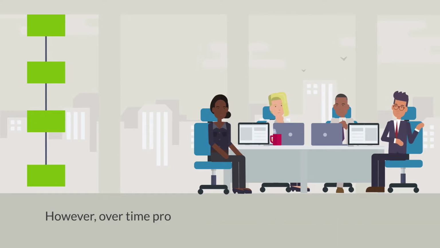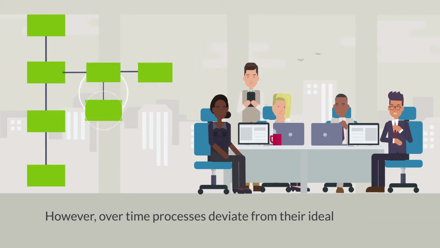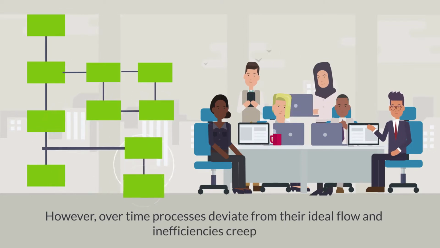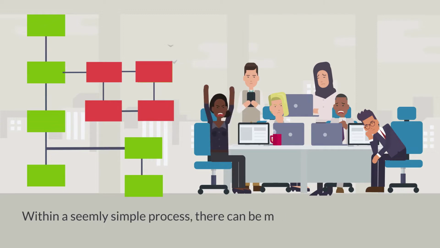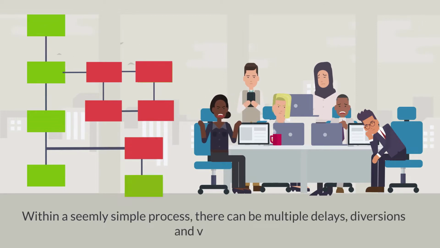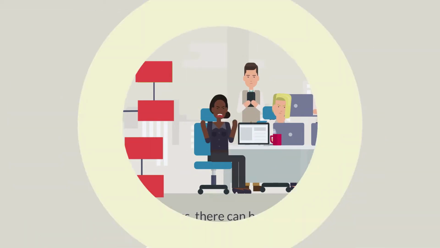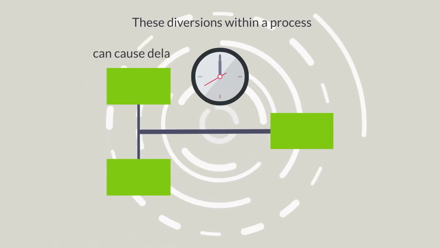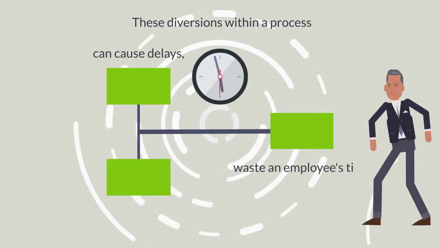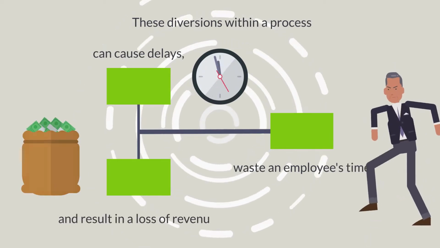However, over time, processes deviate from their ideal flow and inefficiencies creep up. Within a seemingly simple process, there can be multiple delays, diversions, and variations. These diversions within the process can cause delays, waste an employee's time, and result in loss of revenue.